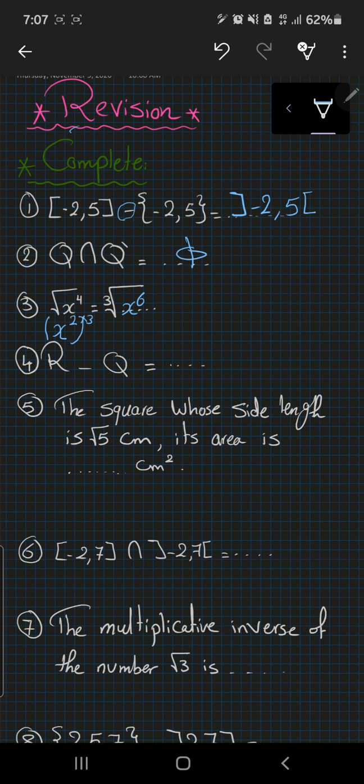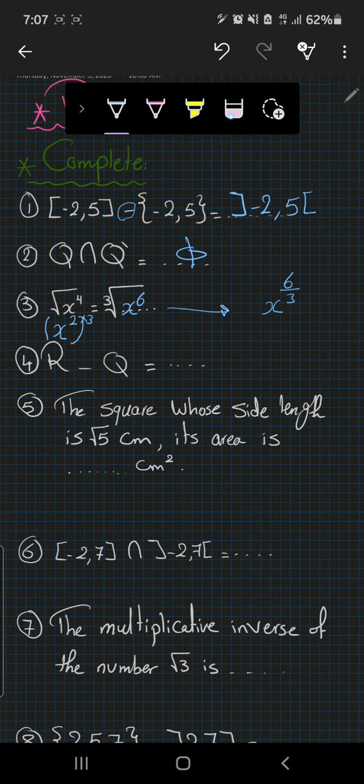How to check? Check in the cubic root of x power 6, which equals x power 2. Okay. We said before, under the cubic root we divide by 3. So x power 6 divided by 3, the result will be x power 2. Okay.